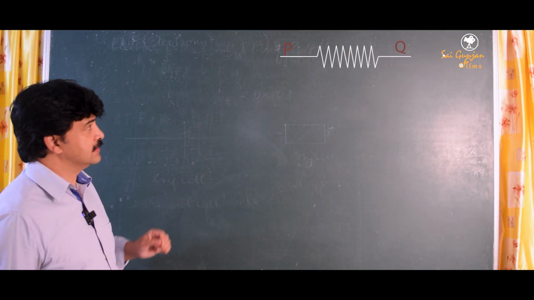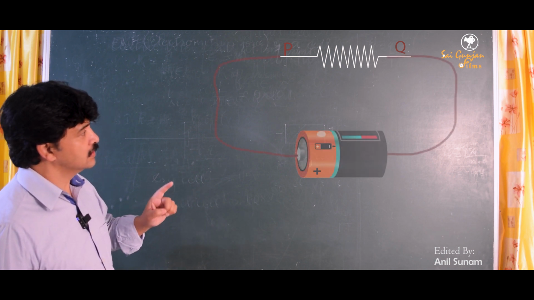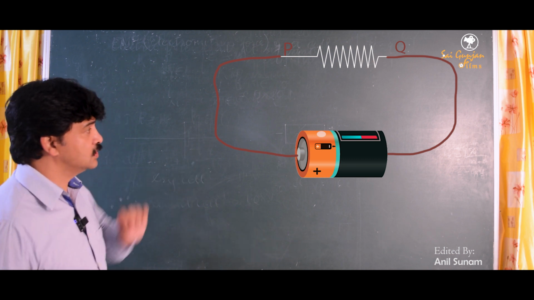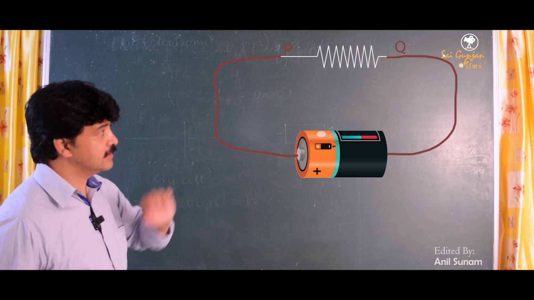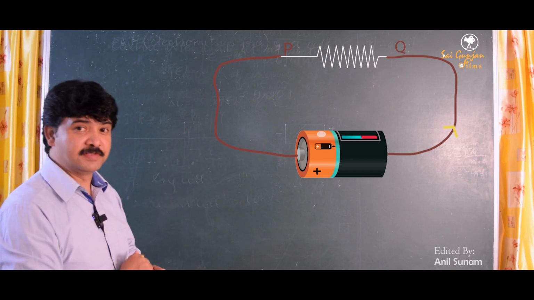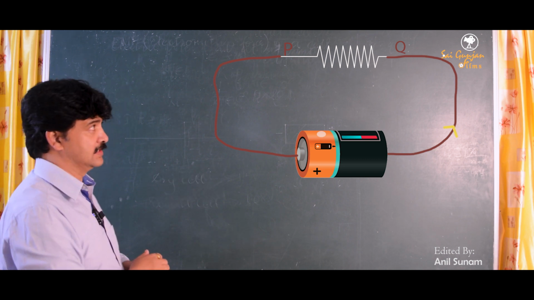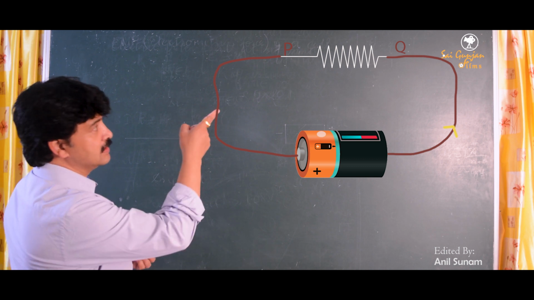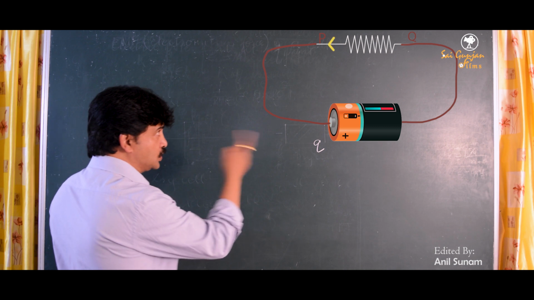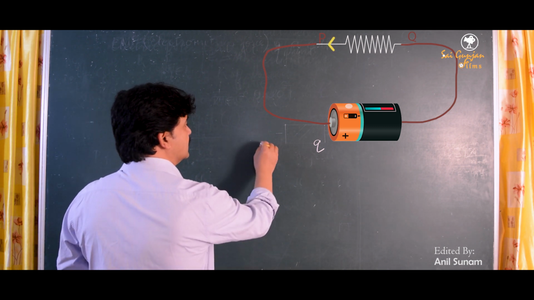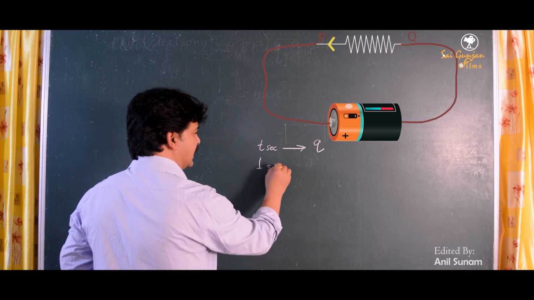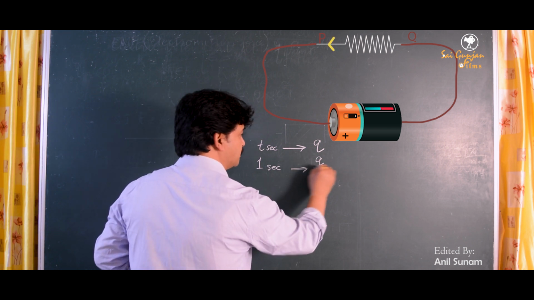In the diagram, PQ is a resistance that is connected to the two terminals of a dry cell. As soon as we connect the resistance to the cell, electrons from the negative electrode will flow through the resistance and come back to the positive electrode, and there will be a continuous flow of electrons. That means electrons through the resistance will be flowing from Q to P. So let's say Q amount of charge flows through the resistance in T seconds. In T seconds, Q charge is flowing. So in 1 second, how much charge will flow? It's Q by T.